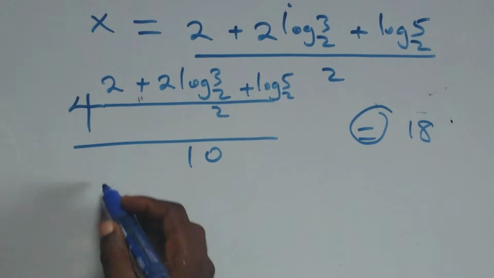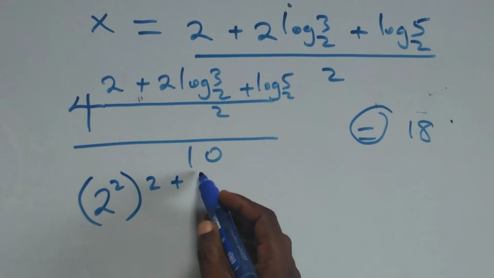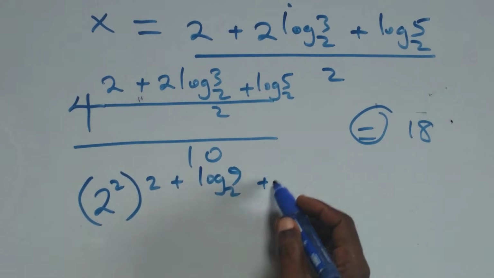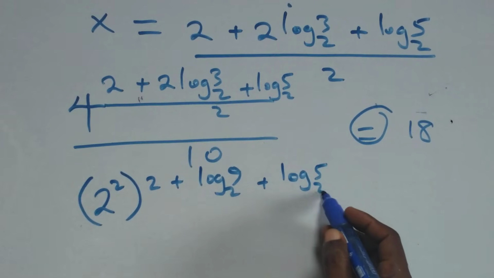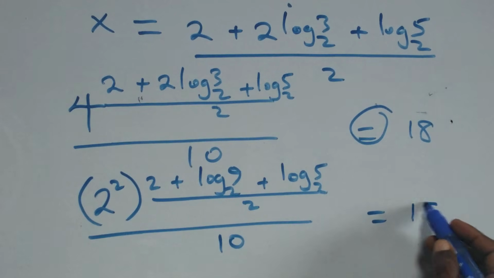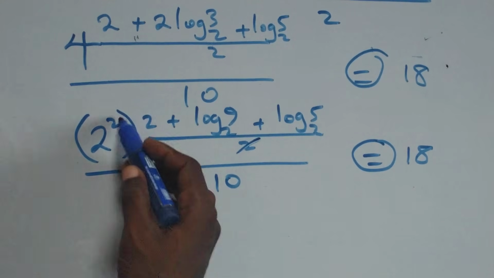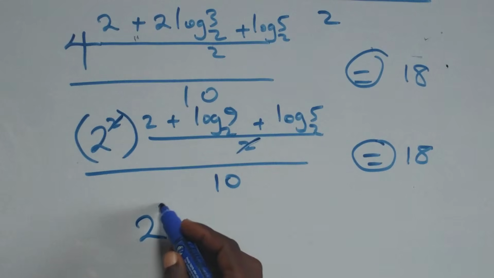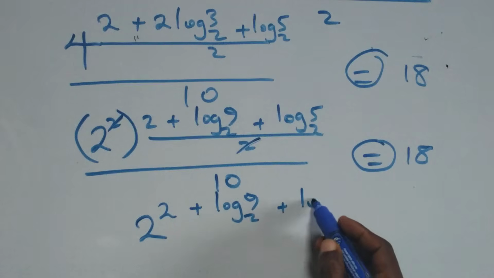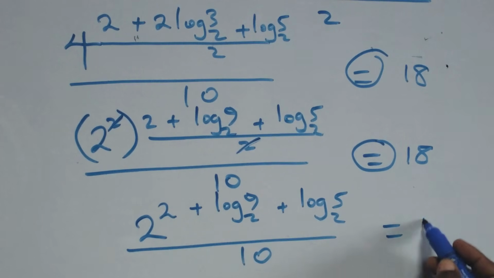Then don't forget that 4 is the same thing as 2 square. So we can write 2 square raised to power 2 plus 2 log 3 base 2, the same thing as log 9 base 2, plus log 5 base 2, which is all over 2, then all over 10. Is this equal to 18 on this side? Then here, this power multiplies 2 here, we cancel each other. We have 2 raised to power 2 plus log 9 base 2 plus log 5 base 2 all over 10. This equals 18 on this side.